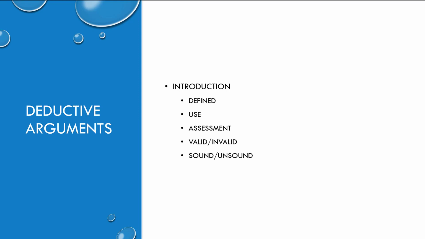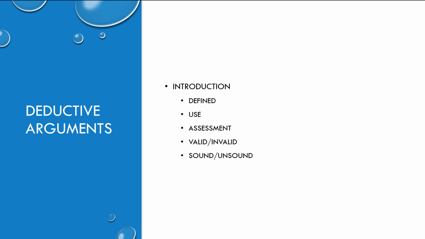Now, being unsound can happen in multiple ways. If an argument is invalid, it's unsound. If it has one or more false premises, it's unsound. And of course, it could have both. It could be invalid and have one or more false premises, making it unsound.